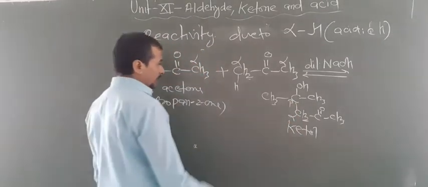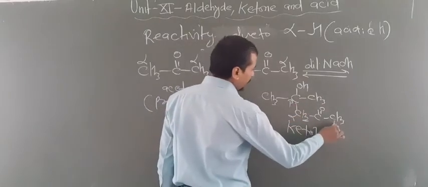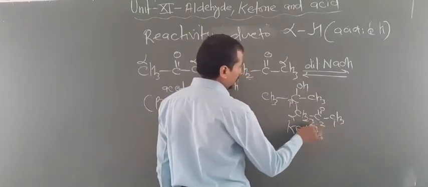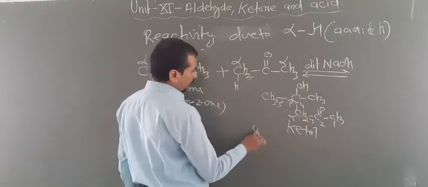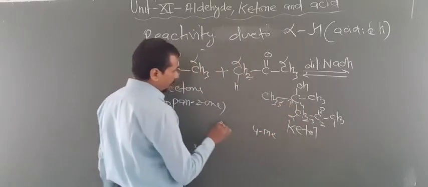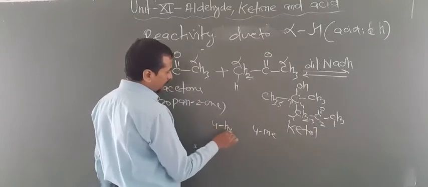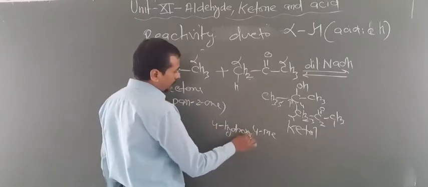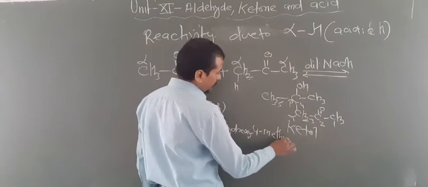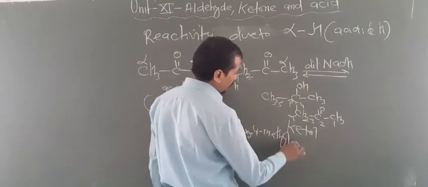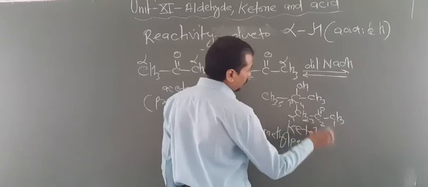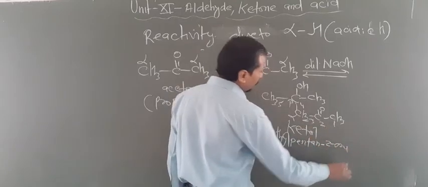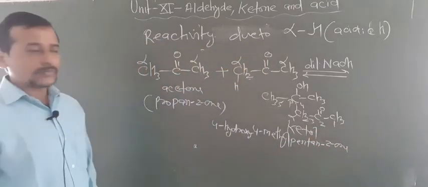Now you can write the name of this chemical, numbering from here 1, 2, 3, 4, 5. So this is known as 4-hydroxy, 4-methyl. 5 carbons is known as pentane and the 2 has the one, so pentan-2-one. Are you getting this point?